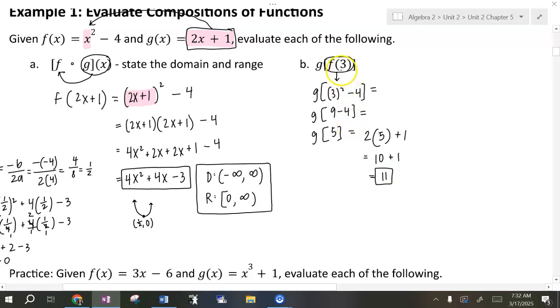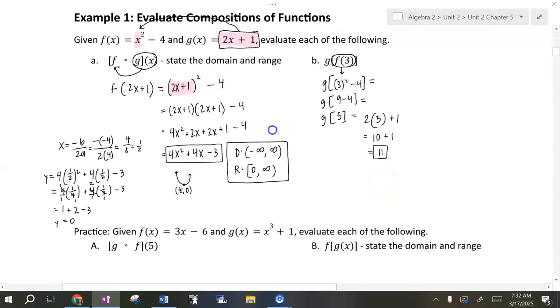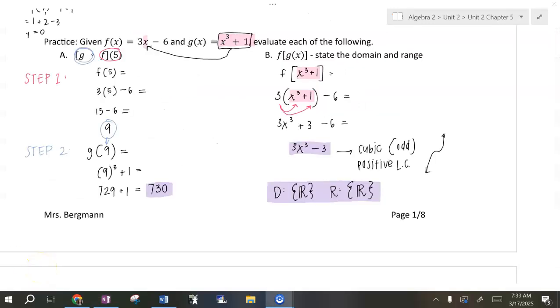So you just work from the inside out. Do f of 3 first, get the answer, whatever you get, plug it into the g function. Then do g of 5. Whatever you get there, that's your final answer. Go ahead and try these two practice problems now. And here are the correct answers for that. We got 730 for A and 3x cubed minus 3 for B.